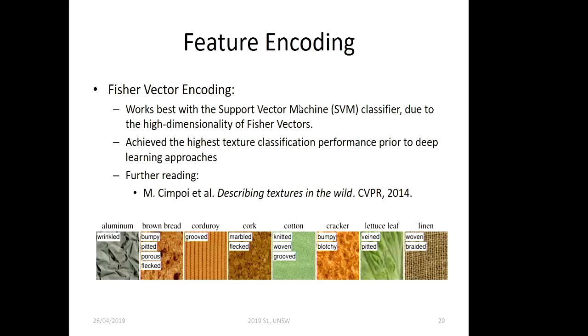And this kind of technique works really well with texture classification. And if you take a look at this paper, and the performance, in many cases, it can be even higher than deep learning, even nowadays.